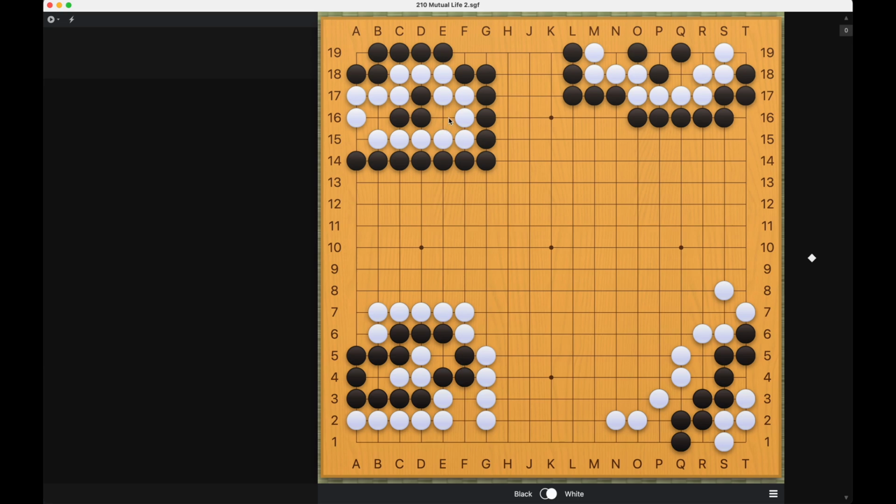So first consider whether it can be made into a dead shape. And second, consider whether one side can make an Atari and eliminate the semblance of mutual life.